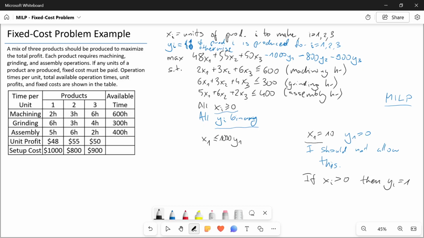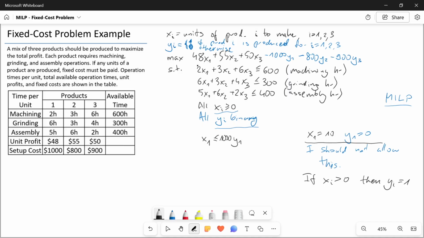So I want you to see this is now being prevented. If you put x1 equal to 10, then y cannot be 0 because this constraint would be 10 less than or equal to 0. It's not satisfied. So if x1 is positive, y has to be equal to 1. And because of this, the linking between x and y decisions will be correct.